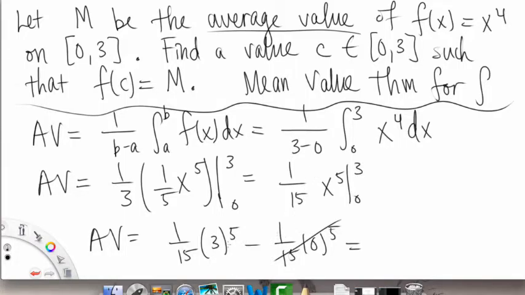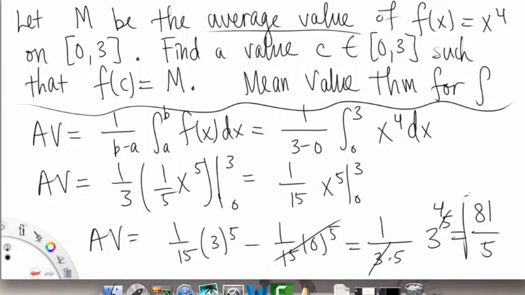Then we have something that looks like 1 over 15, and 15 is 3 times 5, so we have 3 to the fifth over 3 times 5. One of these 3s cancels out, and we get 3 to the fourth over 5. So this is 81 over 5. That's our average value, which we can denote as capital M, as the problem asks. We found that, all right?